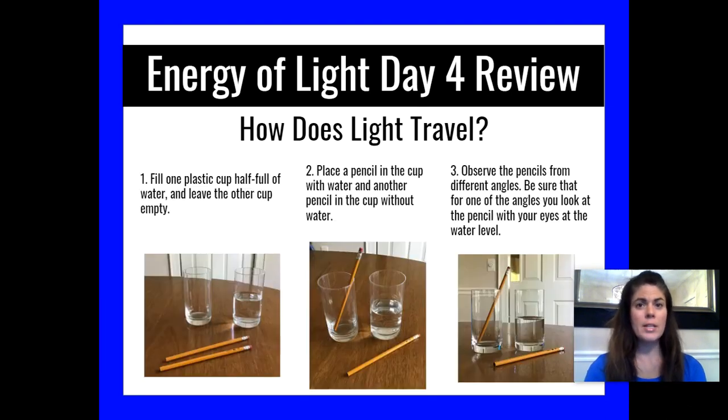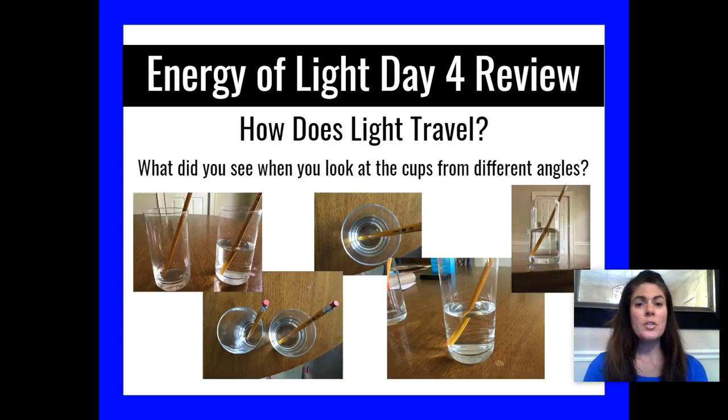The steps in that experiment were to 1, fill 1 plastic cup half full of water and leave the other cup empty. 2, place a pencil in the cup with water and another pencil in the cup without water. 3, observe the pencils from different angles. Be sure that for one of the angles, you look at the pencil with your eyes at the water level. What do you see when you look at the cups from different angles?